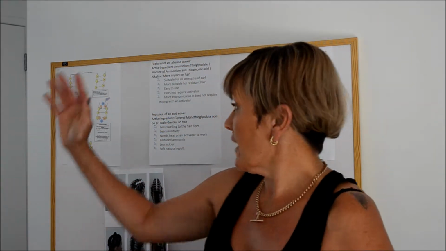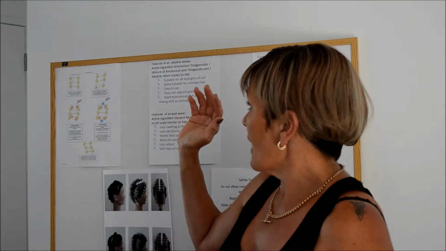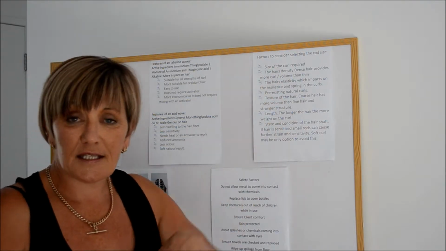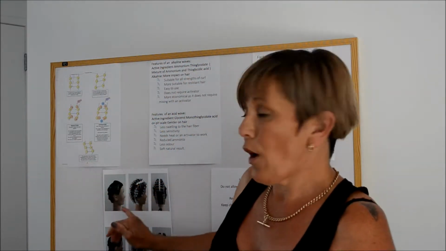So the first thing we're going to start with today in our video is talking about the chemical process of perming. We're then going to talk about the different types of perms that are available. We're going to look at acid and alkaline waves and the features of those. We're going to talk about the factors to consider when we're looking at what rod size to use and what rod selection to use. I'm going to go over rod placement, and then we're going to talk about some of the safety issues and some of the troubleshooting with our perming.